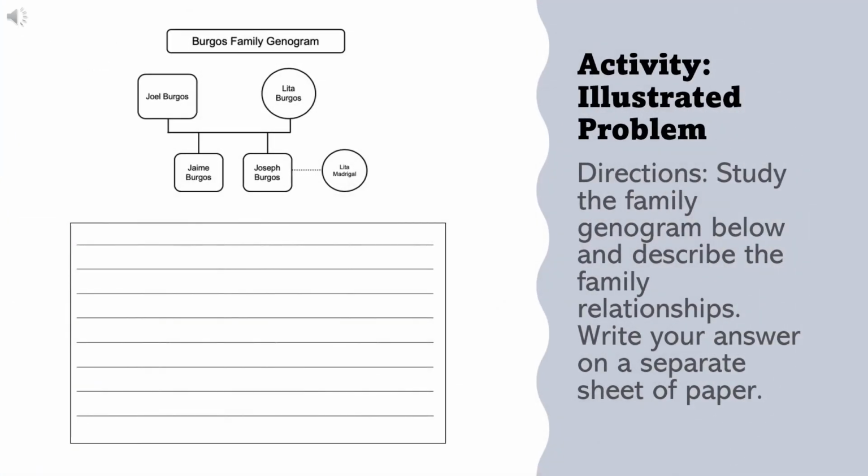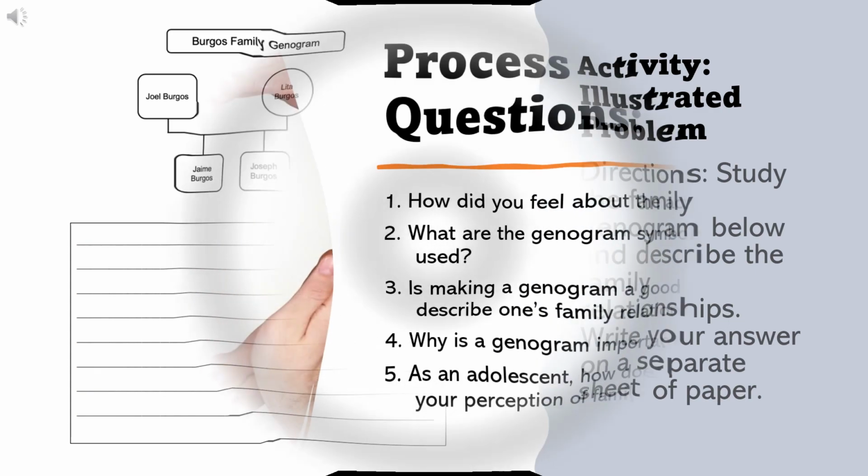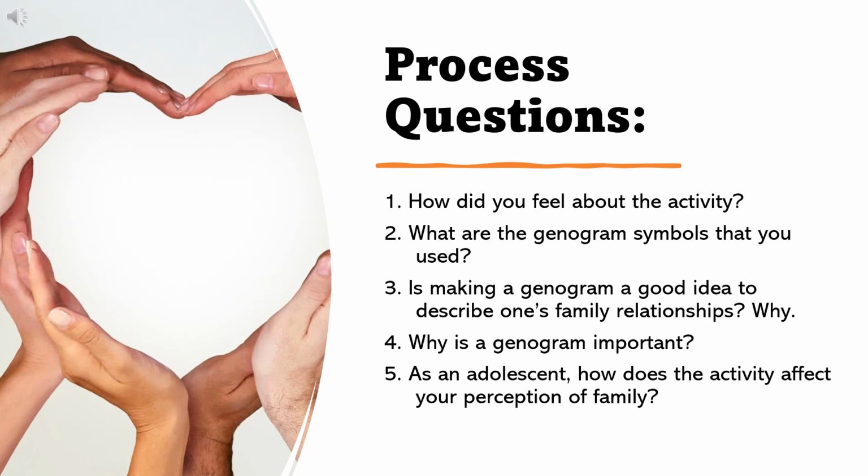Activity 2, Illustrated problem. Directions: study the family genogram below and describe the family relationships. Write your answer on a separate sheet of paper. Process questions. 1. How did you feel about the activity? 2. What are the genogram symbols that you used? 3. Is making a genogram a good idea to describe one's family relationships? Why? 4. Why is a genogram important? 5. As an adolescent, how does the activity affect your perception of the family?